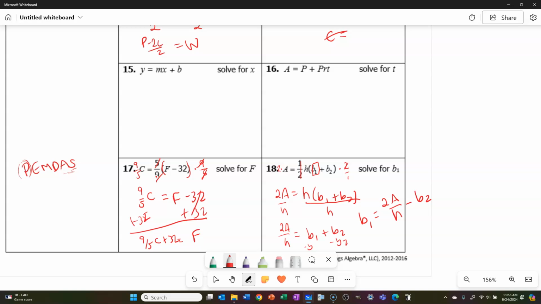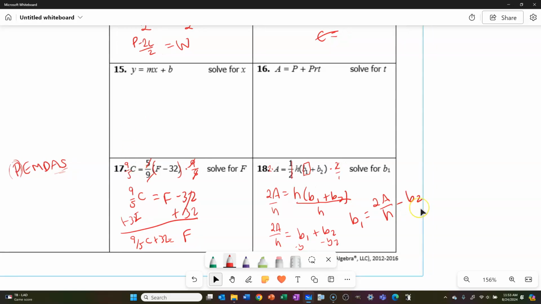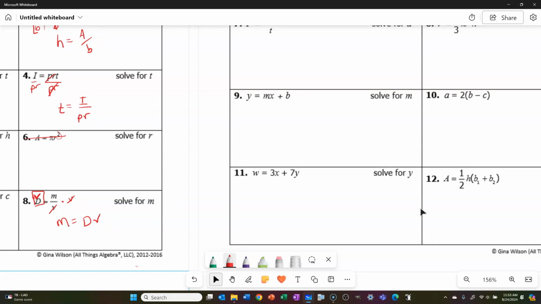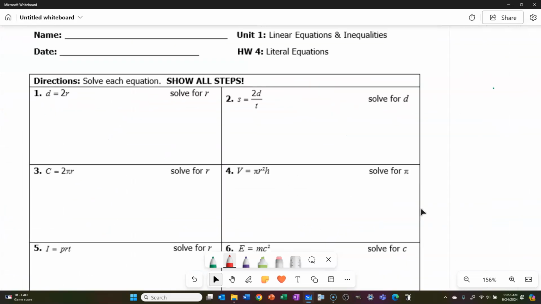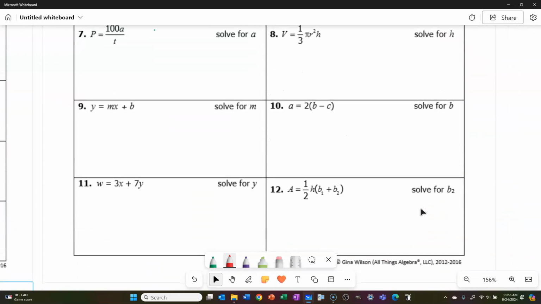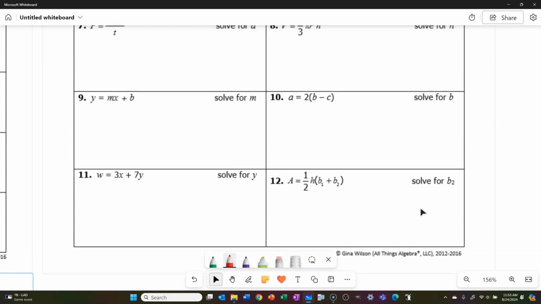All right, so those are your literal equations. For your homework, you're going to be working on page 14. And please just do the odds. It's only 1, 3, 5, 7, 9, 11. So you've only got 6 questions. So just do the odds on page 14 for your homework. Odds, page 14. And I'll see you in class.